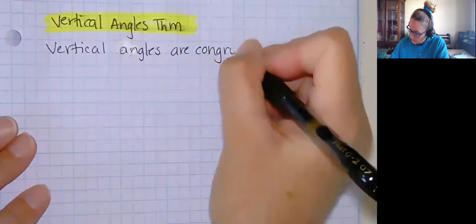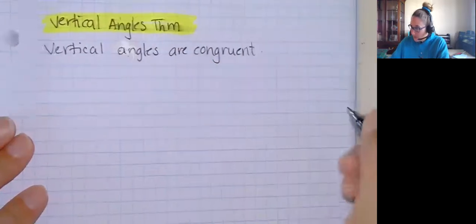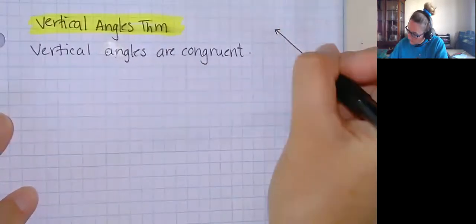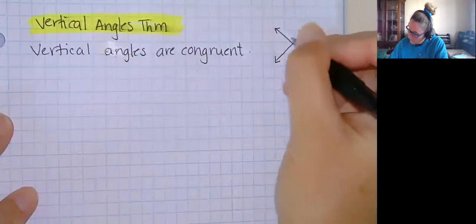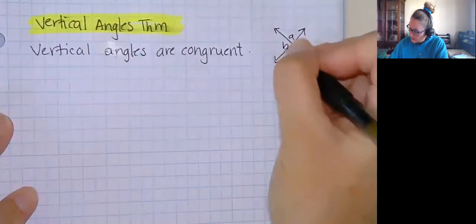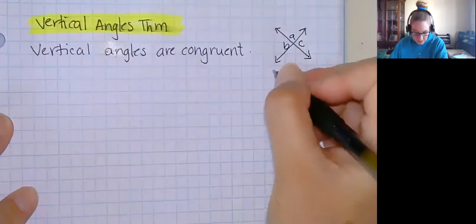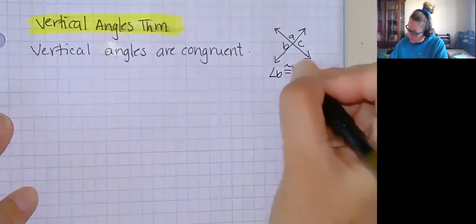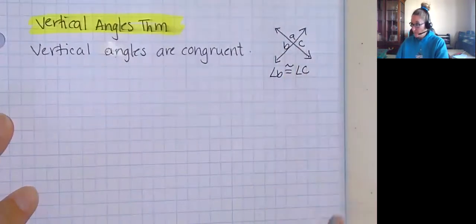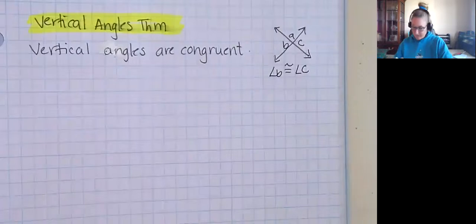And an example of that, if I have intersecting lines, let's say this is angle A, let's say these are B and C. B and C would be considered vertical, and so I would say angle B is congruent to angle C, again, because vertical angles are congruent.